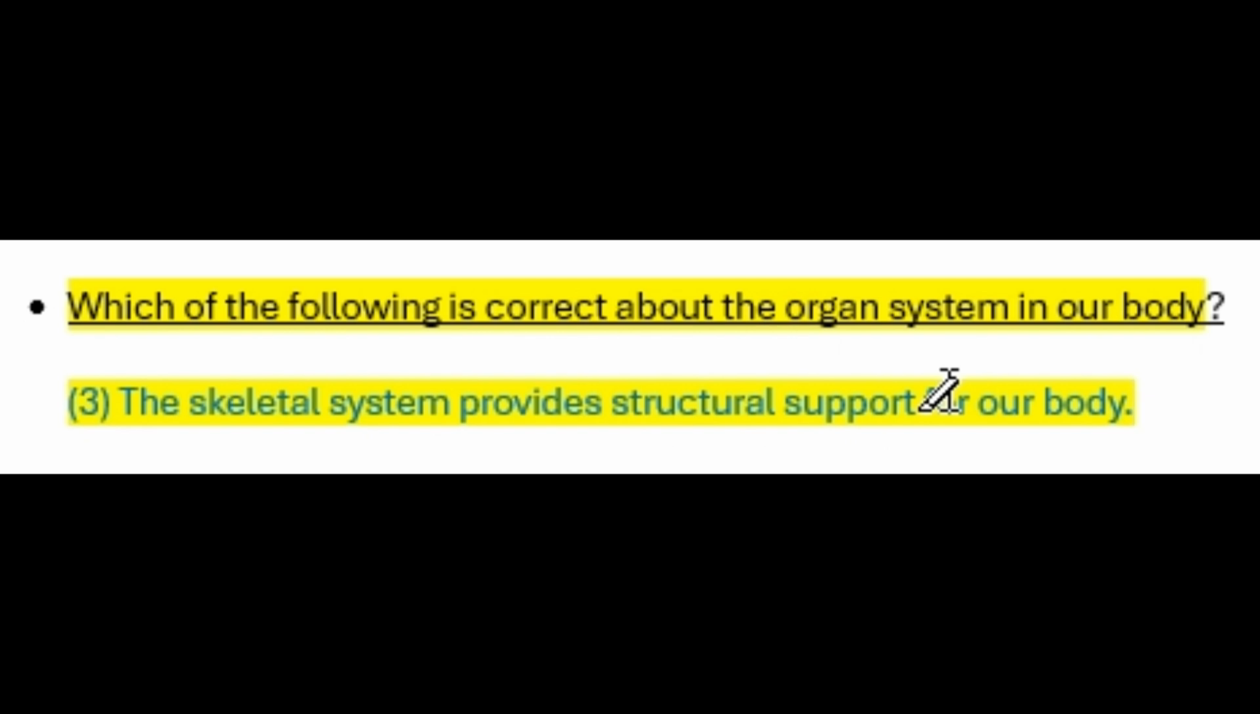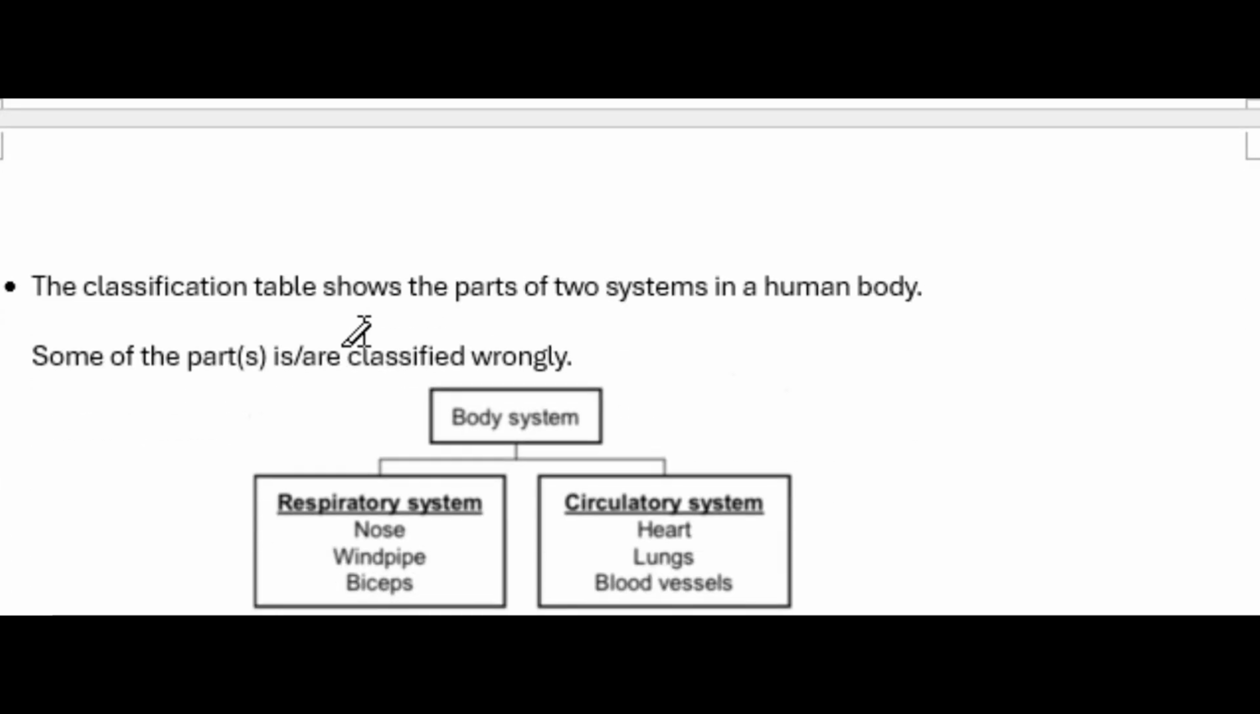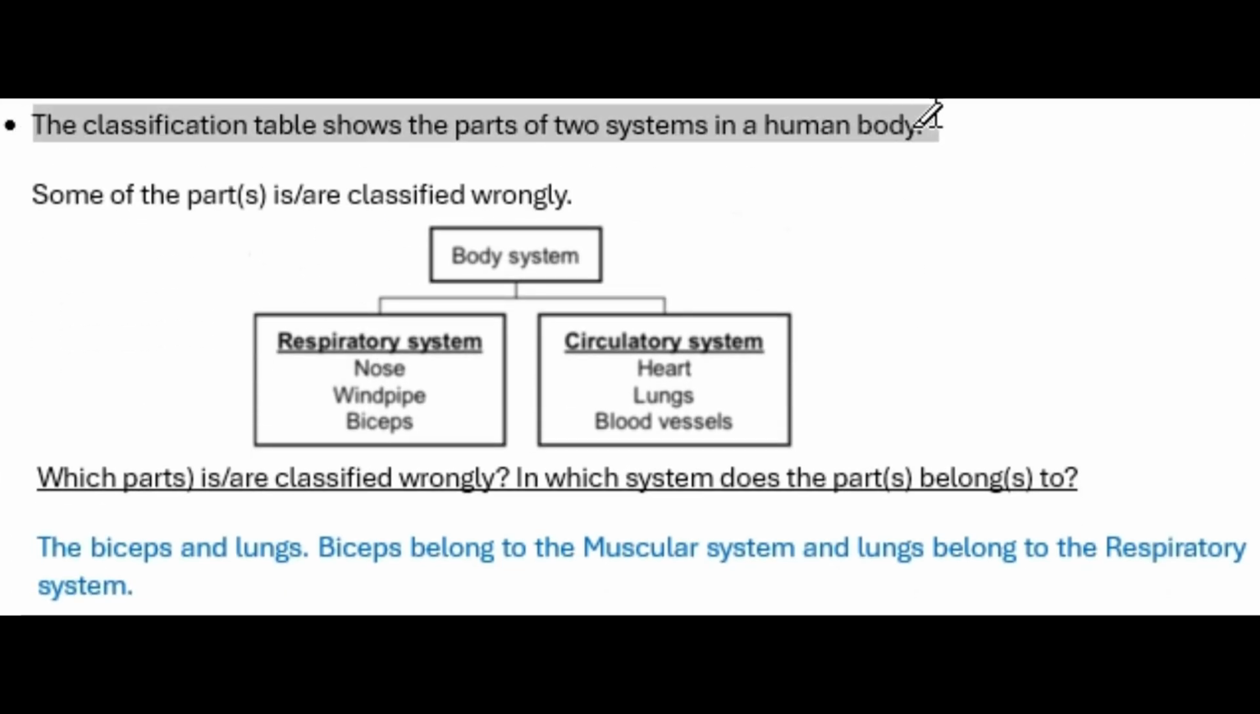Which of the following human body systems work together when a person is sleeping? A. Circulatory system. B. Respiratory system. C. Digestive system. D. Skeletal system. The classification table shows the parts of two systems in a human body. Some of the parts are classified wrongly.